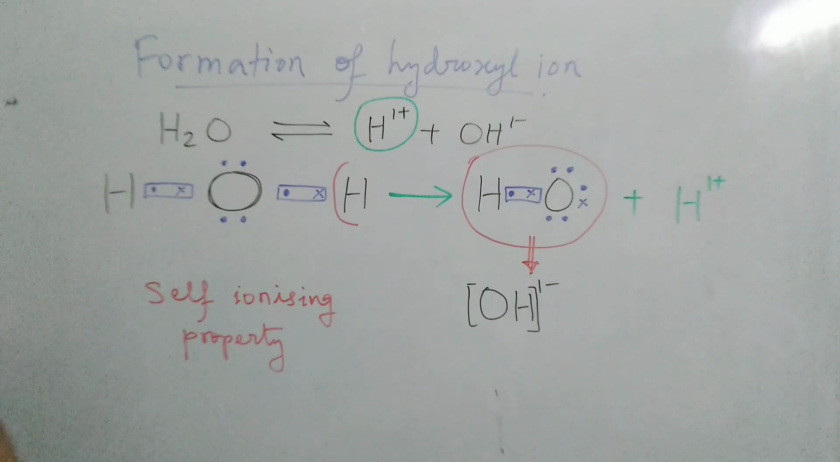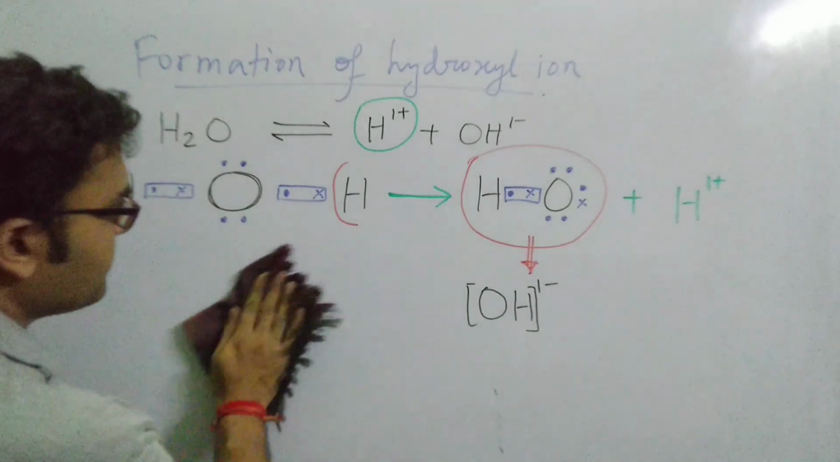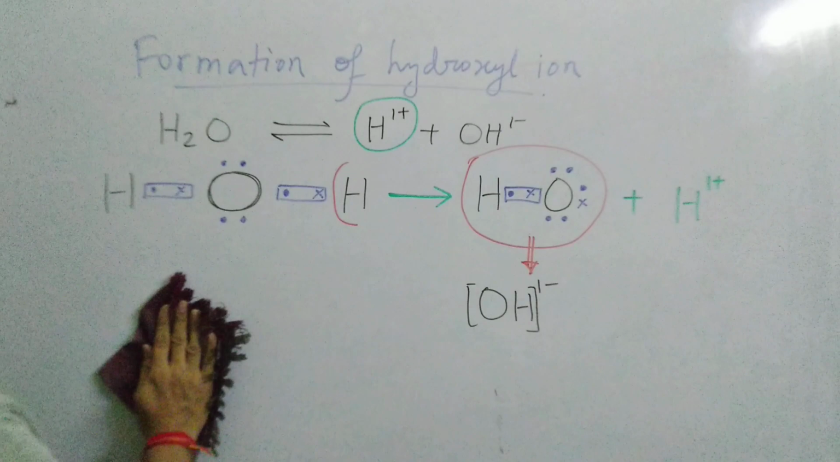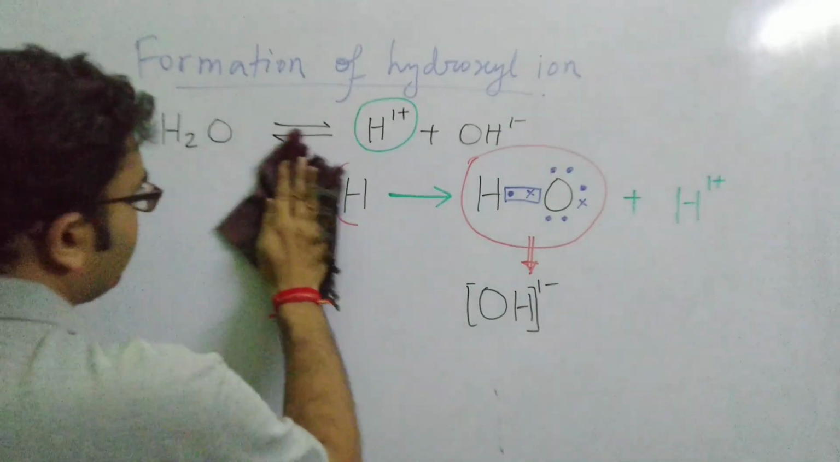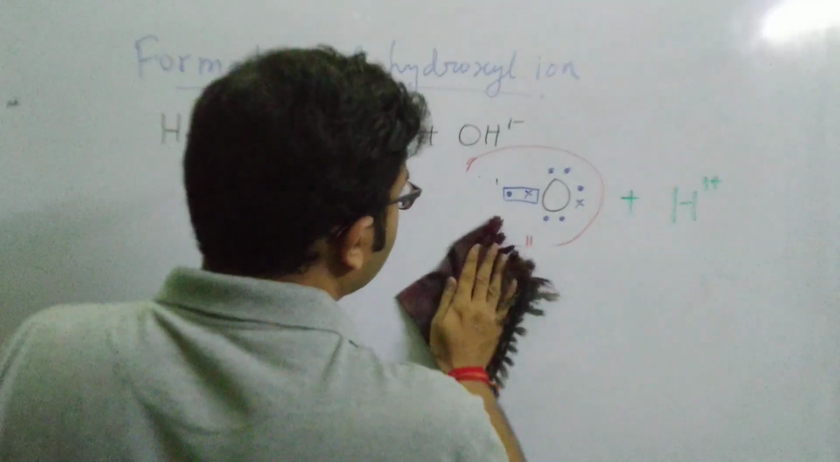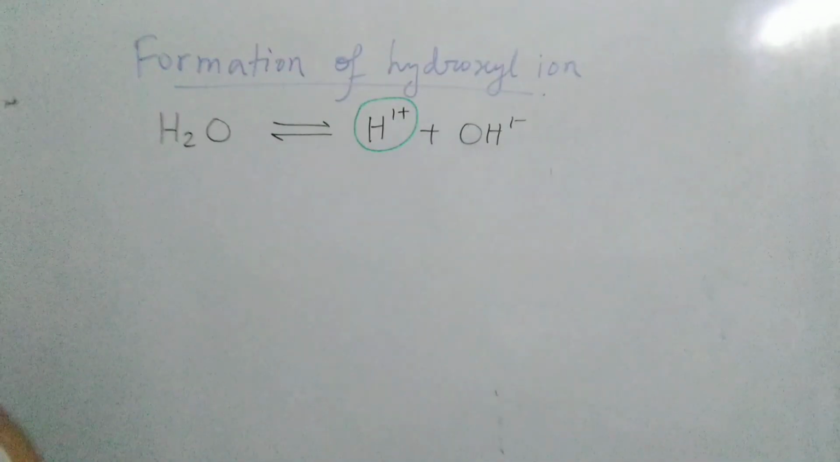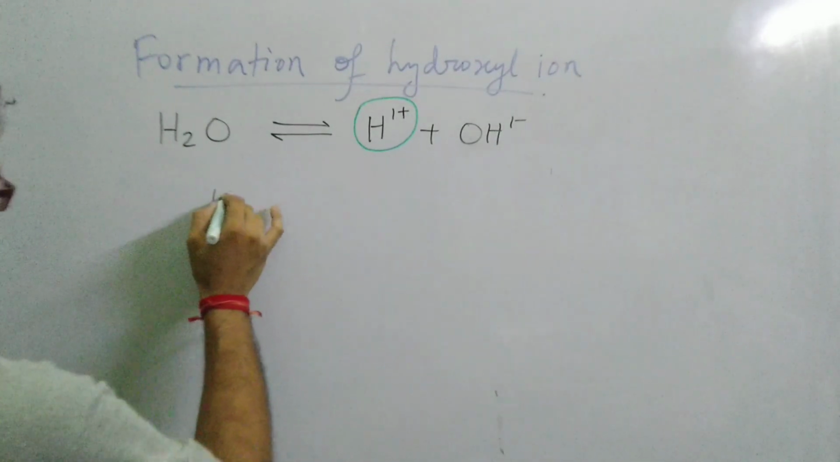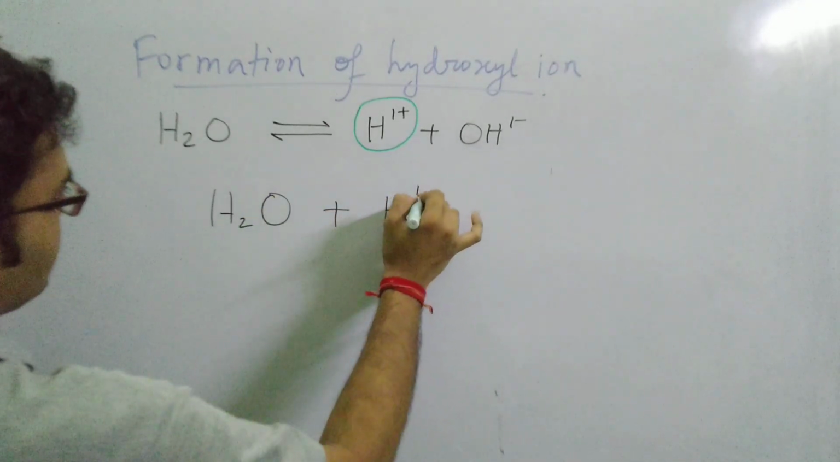So this self-ionizing property helps in the formation of hydronium ion. How? I think you have noted how the hydroxyl ion is formed. I am just repeating once again how the hydronium ion is formed. I have shown this in the previous video, but just for your clarity, this H2O molecule will get attached to the H plus ion.